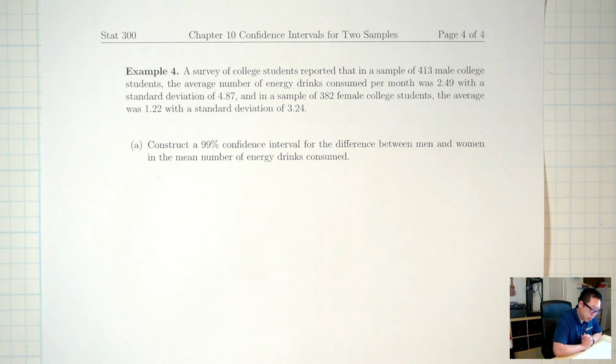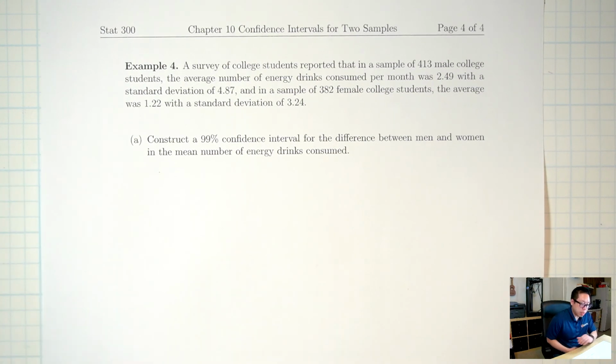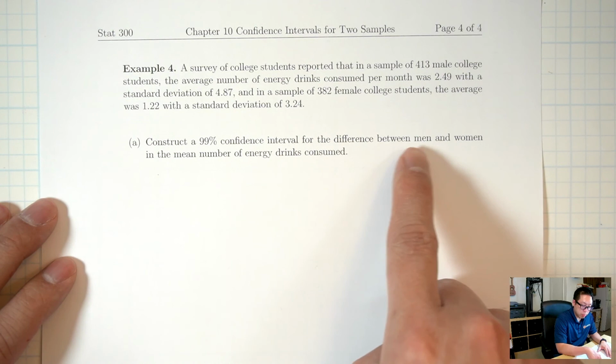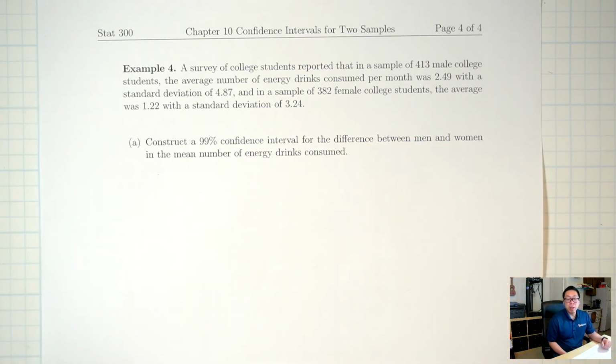Example 4. A survey of college students reported that in a sample of 413 male college students, the average number of energy drinks consumed per month was 2.49 with a standard deviation of 4.87. And in a sample of 382 female college students, the average was 1.22 with a standard deviation of 3.24. Construct a 99% confidence interval for a difference between men and women in the mean number of energy drinks consumed. Question is, are we talking about proportions or means here? Definitely mean. And the question now is, is it one mean or is it two means?